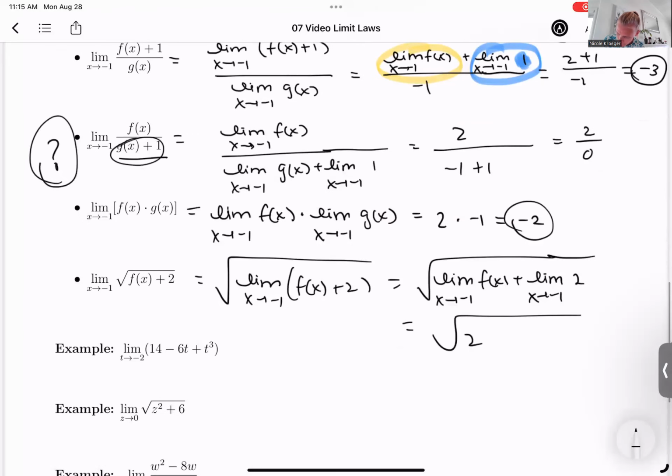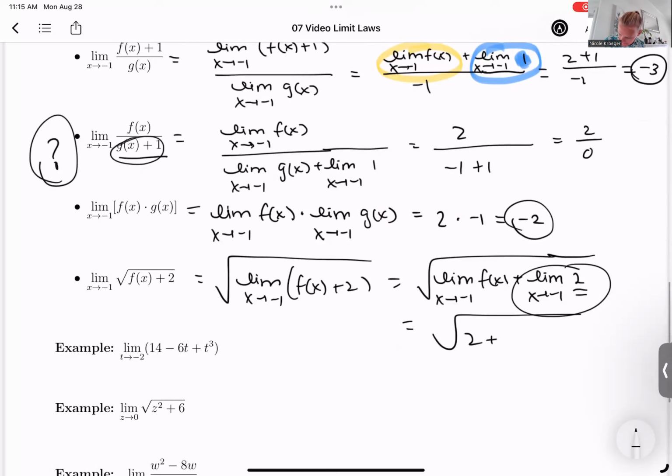So this part's 2. This part's going to be 2 by limit law number 6 because the limit of a constant is just the constant. And so that's the square root of 4, which just gives me 2 out.